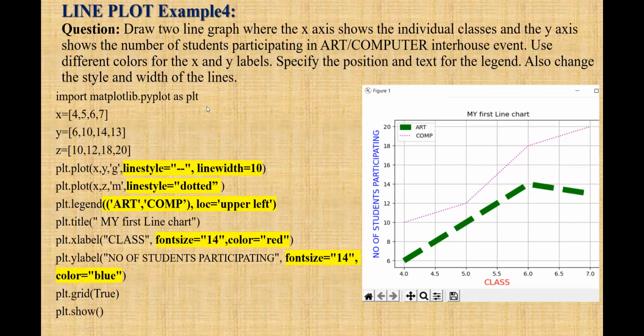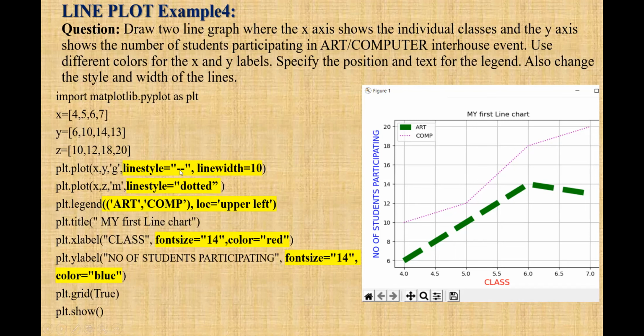Step by step, let's go through because we don't have much time. So let's go through it. Now, X data, Y data here is same. Z is also the different set which I have to represent in the second line. So X and Y is my first plot. G is the green line. Line style I have changed to these.